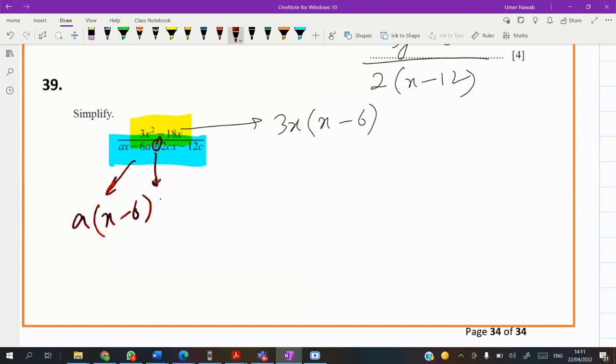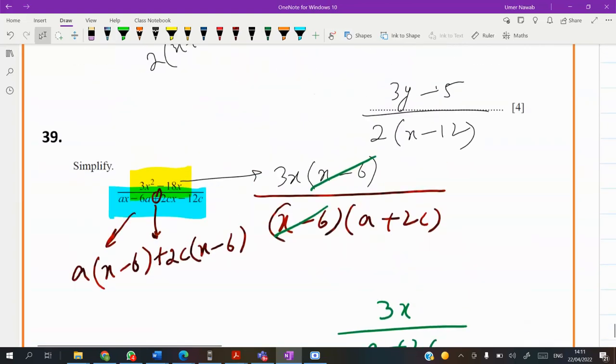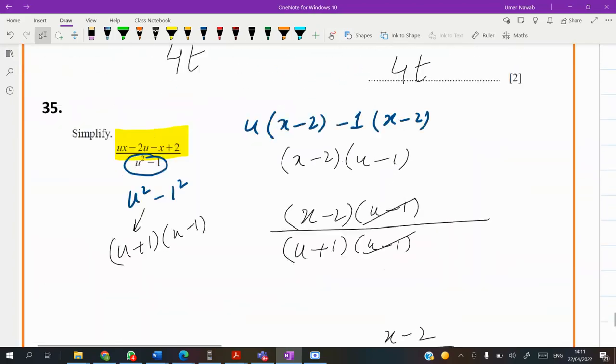What is the sign here? Plus 2c, x minus 6. So guys, I'm going to write here x minus 6 and a plus 2c. As per rule, this is cancelled, so my final answer is 3x over a plus 2c. So I think I'm done with simplification.